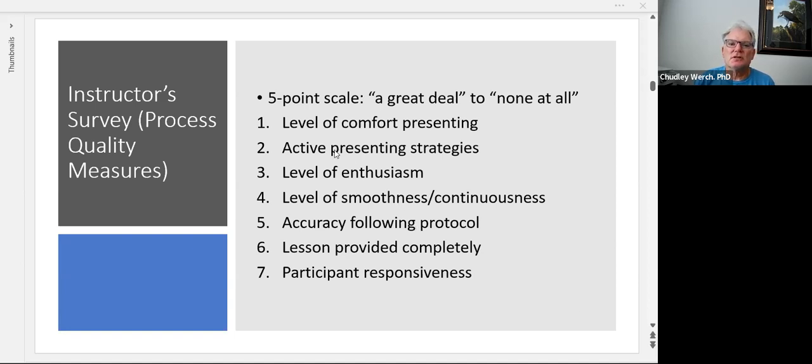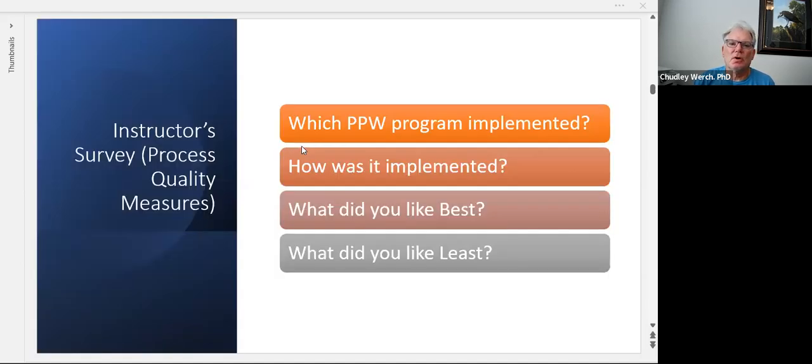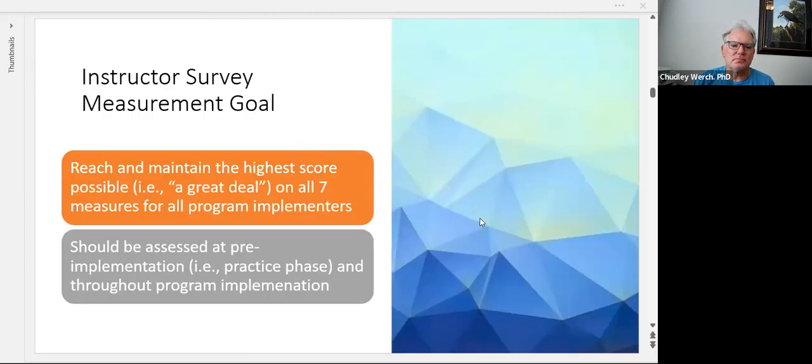And that is these 7 items, these measures of your quality of implementation over time, because you want to start with high quality, starting with the practice phase, all the way through your entire program implementation. That's why it's essential for you as the implementer, the teacher, the instructor, the coach, a student, if a student's implementing these programs to their peers, to assess themselves and to maintain high level quality implementation over time.